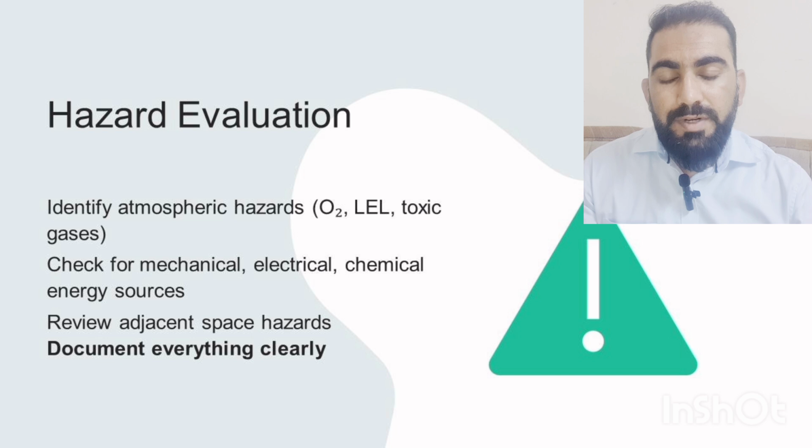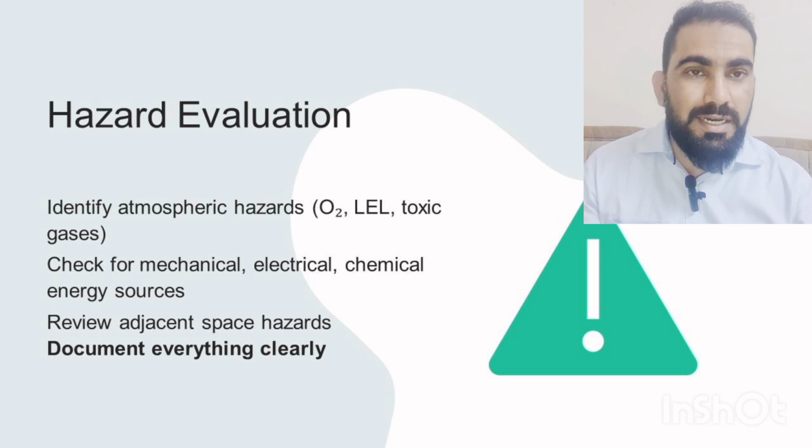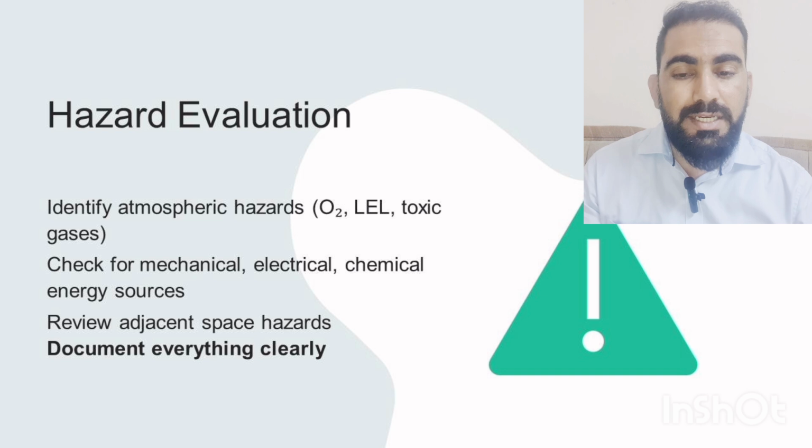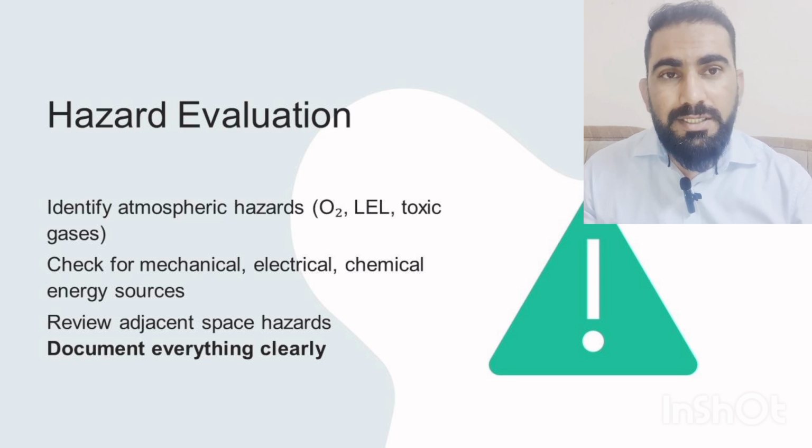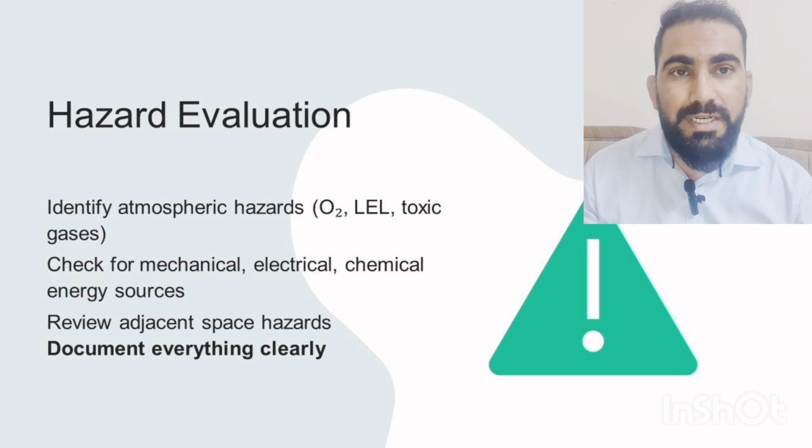The next step is to conduct a thorough examination, or you can say a hazard evaluation, for that area. For example, identifying the atmospheric risks in that area, like the presence of toxic gases, oxygen deficiency or flammable gases. Mechanical hazards, electrical, chemical or any other energy sources present in the confined space shall be evaluated in this stage.